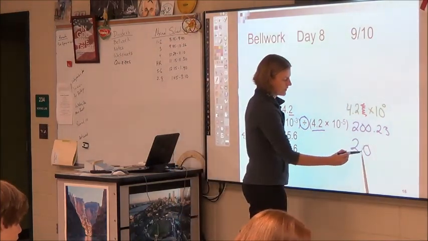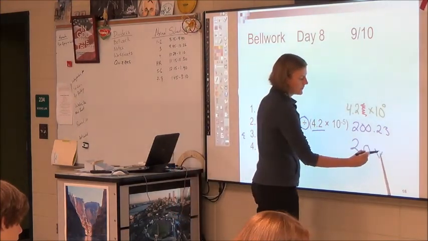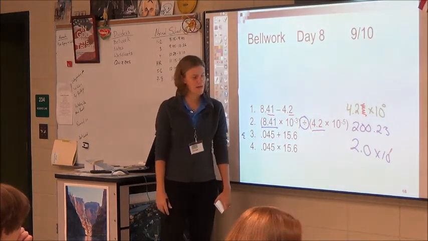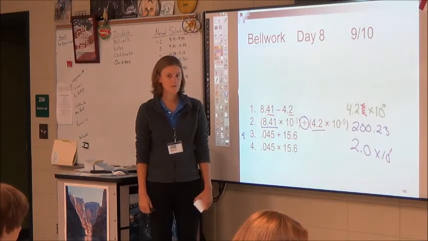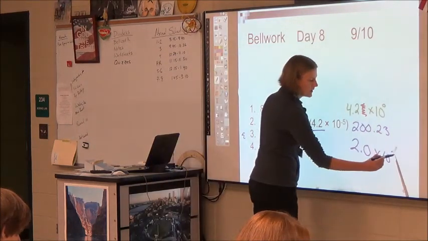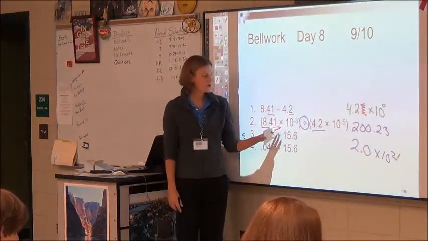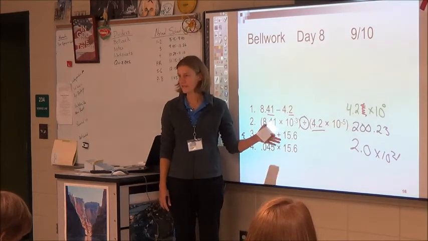So 2.0, okay, that is two significant figures. But no, if you want to represent the number 200, that's got to be 2 times 10 to the what? To the second. Very good. Because you'd be moving your decimal place twice. You could also have left it in scientific notation.